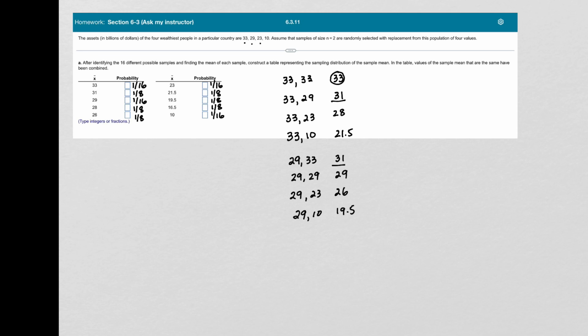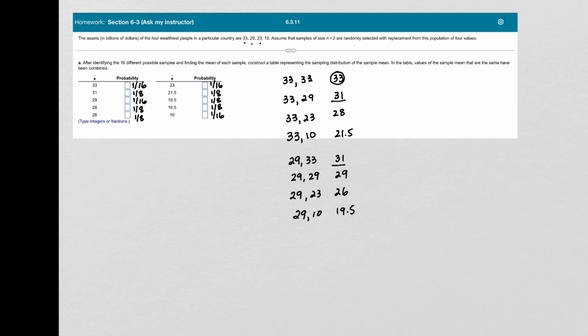So let's just double check this. We've got 1 out of 16, and then 1 out of 8 is 2 out of 16. So that's 1, 2, 3, 4, 5, 6, 7, 8, 9, 10, 11, 12, 13, 14, 15, 16. So that works. So that adds up to what it should be. And so those are my probabilities.